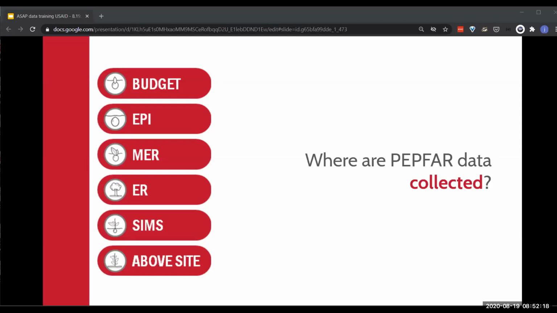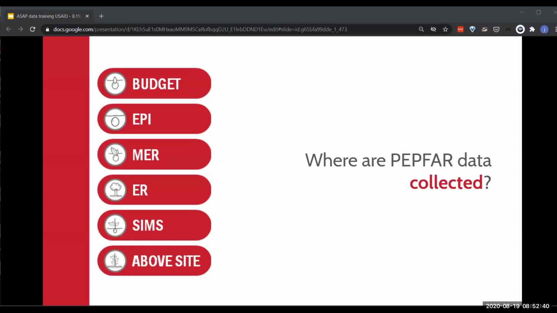Now we're going to talk a little bit about where the PEPFAR data are collected. This part of the presentation gets into a little bit of the headquarters level systems, but you will have exposure to these systems, and it's important for you to understand how they work. Along the left-hand side, you can see our budget data, epi data, MER data, expenditure reporting data, SIMS data, and above site.